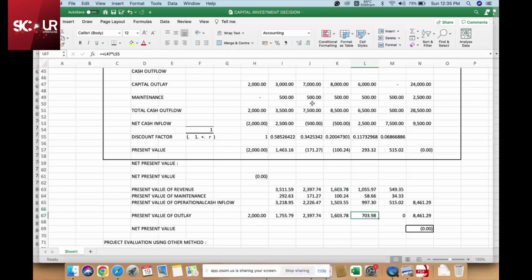So the implication of this is that if we can defer our investment in the future, we will make some return in the form of the net present value. All right.